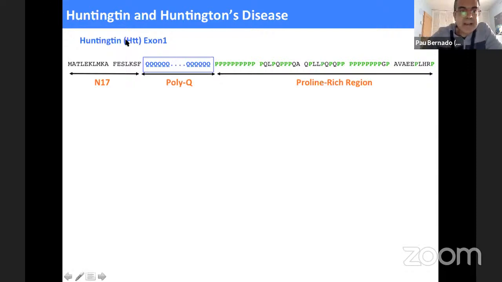And then there is the N17, which is the 17 amino acids that precede this polyglutamine. And then there is the proline-rich region that contains several prolines, especially remarkable these 2 tracks of 11 and 10 consecutive prolines in this region. So Huntington, as the vast majority of trinucleotide repeat disorders, shares two very, very interesting features.